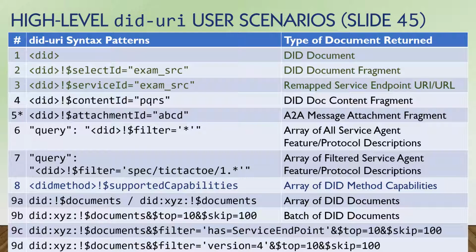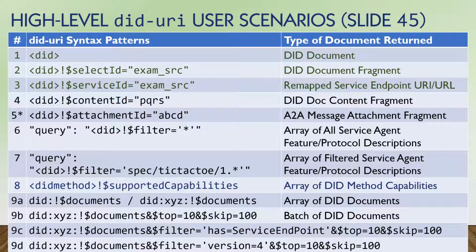Service ID, we've already talked about. There we don't get a did document and we don't get a fragment. We get a remapped service endpoint, URI or URL, depending on how service endpoints are defined. Often they'll be HTTP, sort of RESTful requests, or it could be a WS socket request. It could be whatever protocol that service endpoint understands.